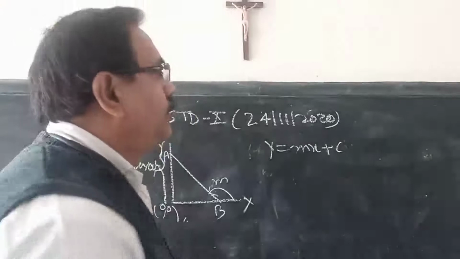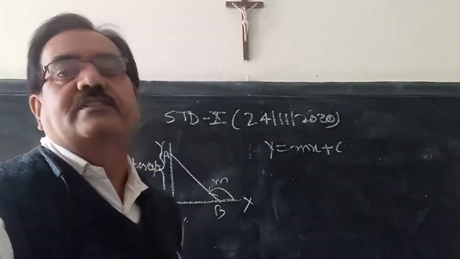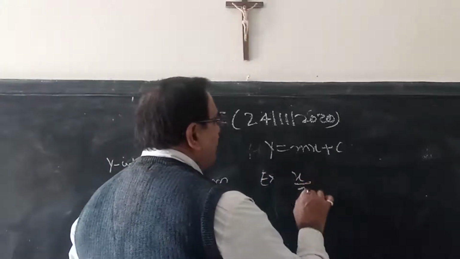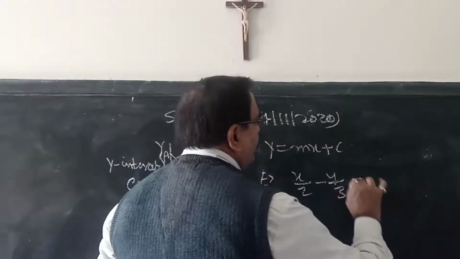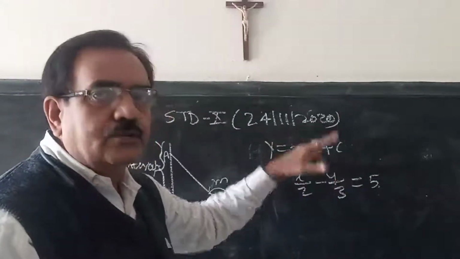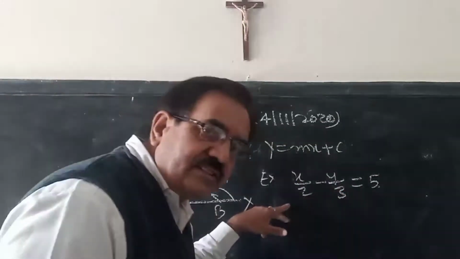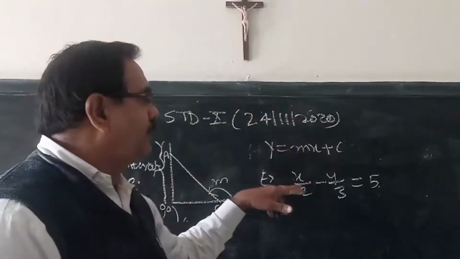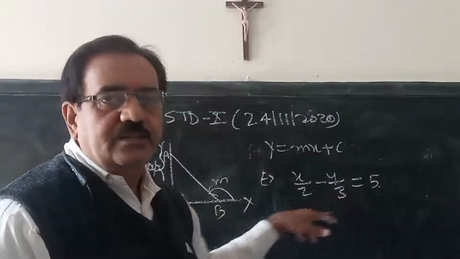Use of this form to find the slope and y-intercept. How? Example: 3x minus 2y is equal to 5. Find the slope and y-intercept of this straight line.